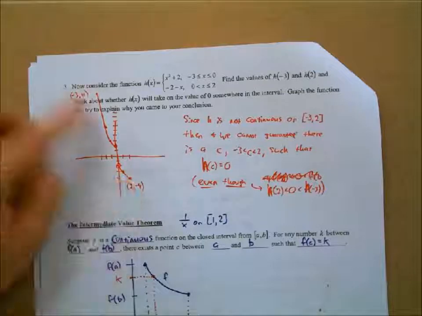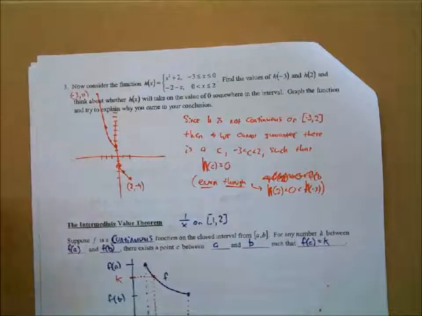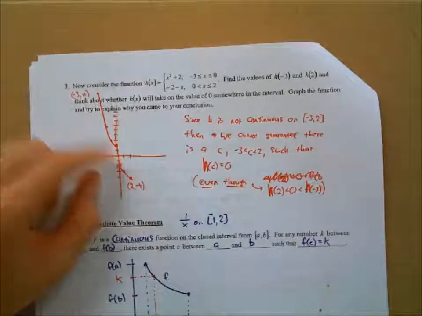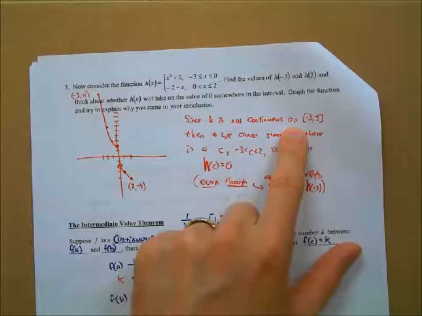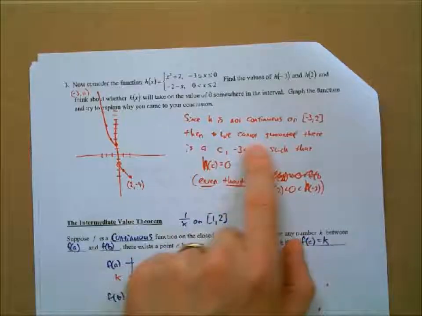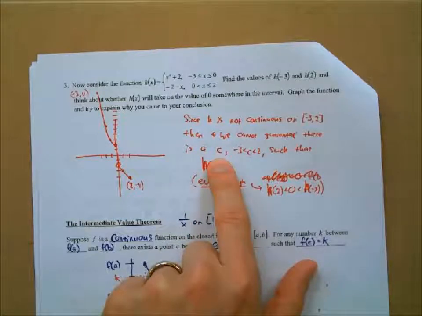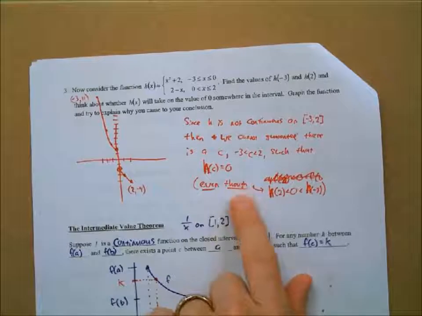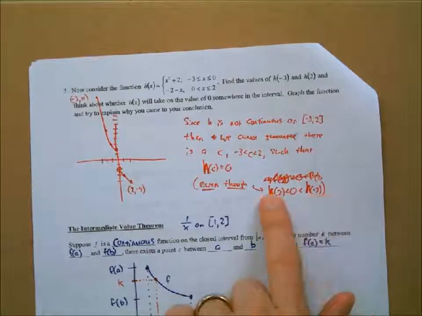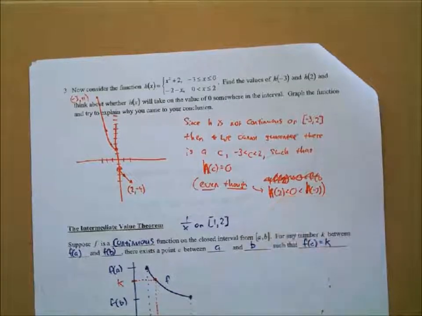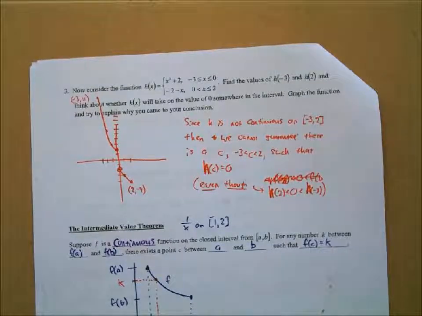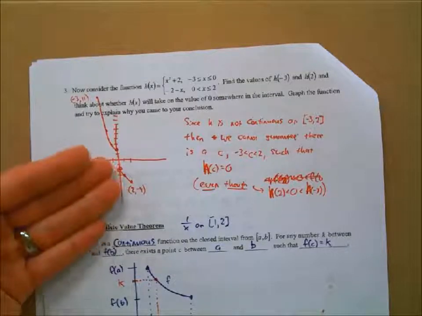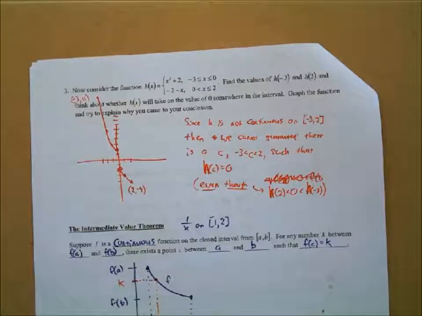But when you look at the function here, you see that isn't so. And it's because we have a discontinuity there. So since h is not continuous on the interval from -3 to 2, then we cannot guarantee there is a c that's between that -3 and 2 such that h of c equals 0. Even though 0 is between the h value at 2 and the h value at -3, it doesn't guarantee that we have to have a place where our function actually equals 0. And you can see it in the graph right here. Clearly the graph jumps. Okay? So again, that's the intermediate value theorem.